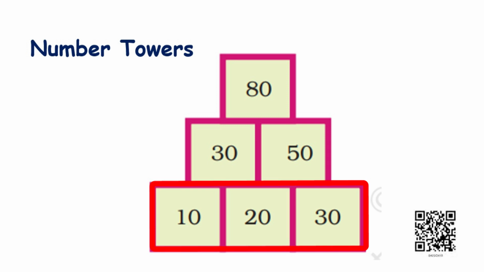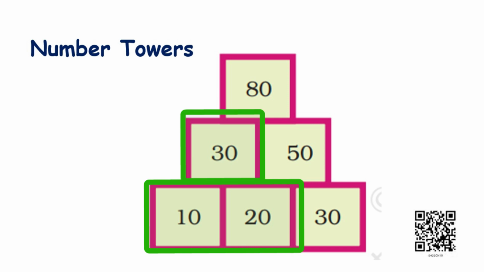If you see the bottom row, it is 10, 20, 30. Just above that we have 30, 50 and the topmost tower we have 80. Can you identify a pattern from this? Yes, very good. If we add the two numbers at the bottom of the tower, we get just the number above that. Look at these numbers, 10 plus 20. What are we going to get? 30, and 30 is above that.